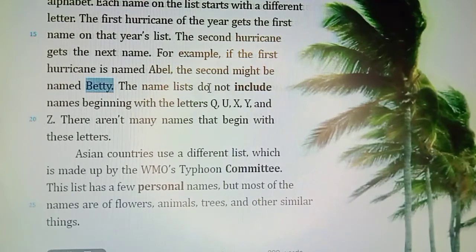The nameless do not include names beginning with the letters Q, U, X, Y, and Z. Again, the nameless do not include names beginning with the letters Q, U, X, Y, and Z. There aren't many names that begin with these letters.